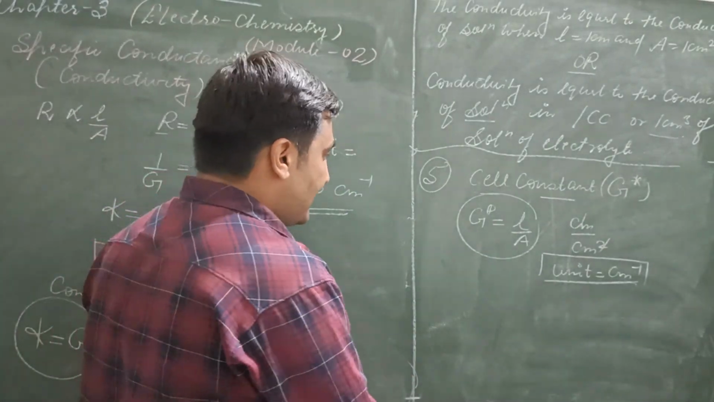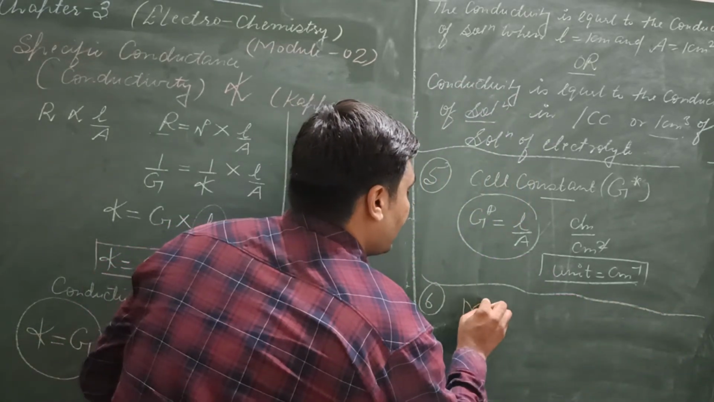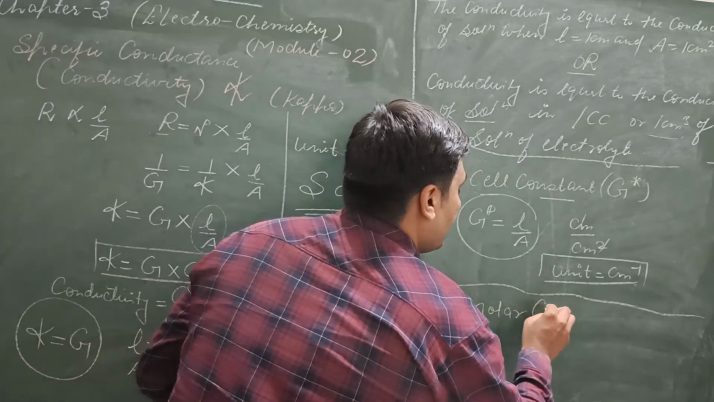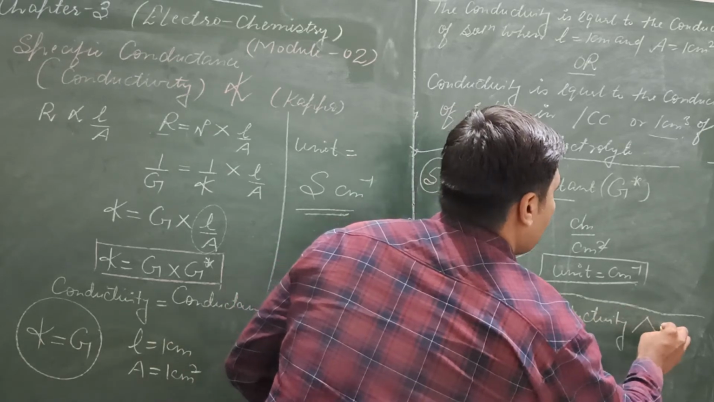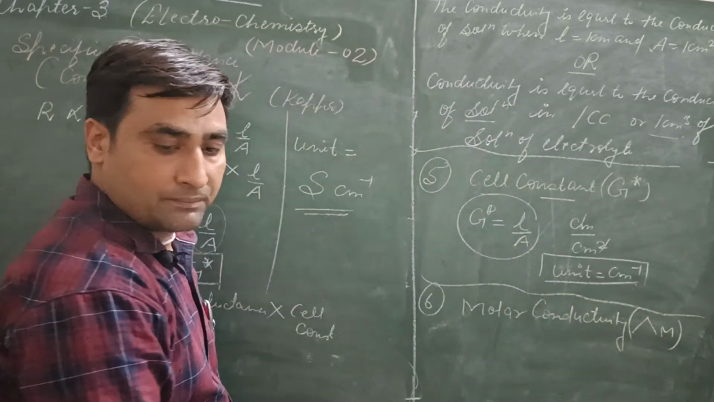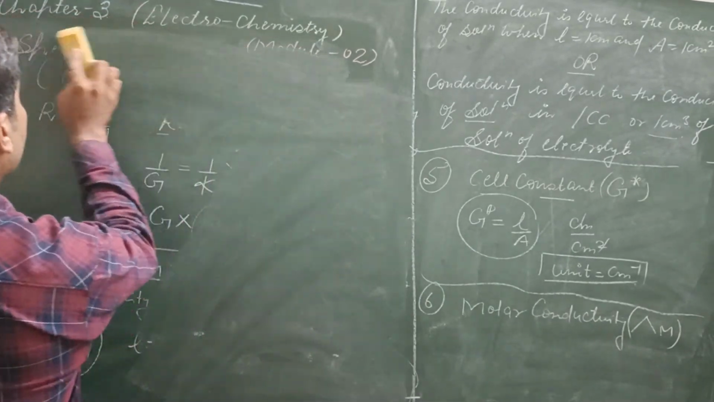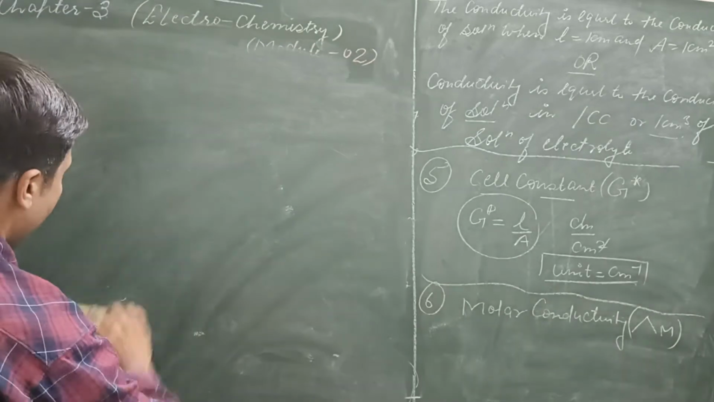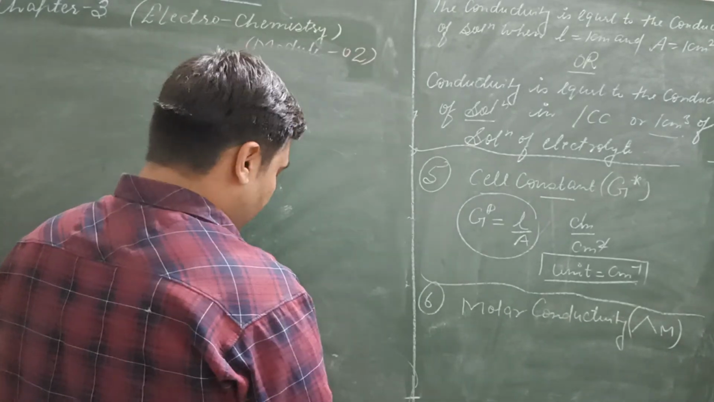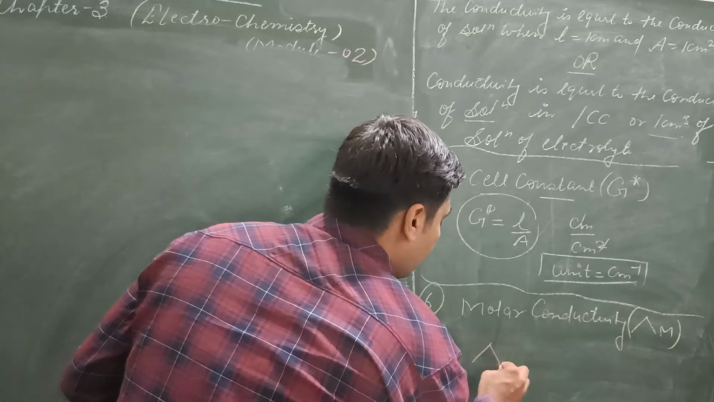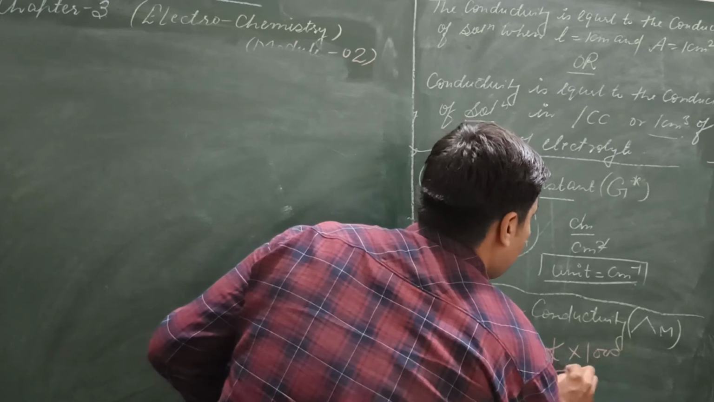So the next aspect, the sixth one, is molar conductivity. It is shown by this very symbol, molar conductivity. The formula of molar conductivity will be equal to kappa into 1000 divided by molarity M.